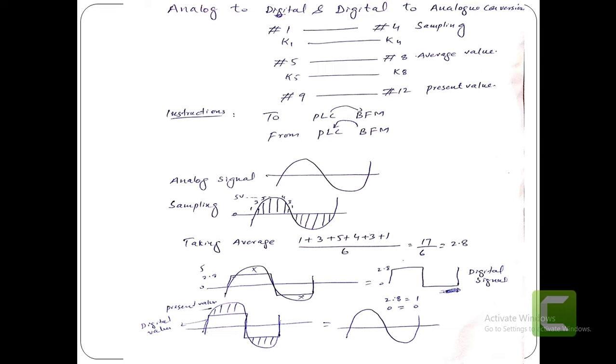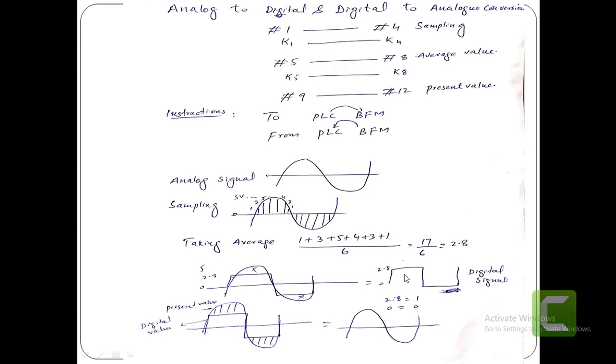So this 2.8 volt will represent the 1 and the 0 volt is already 0 volt. So this is 0, this is 1, this is 0, this is 1 and so on. This is a digital signal. Now conversely, how we convert a digital signal to the analog signal.